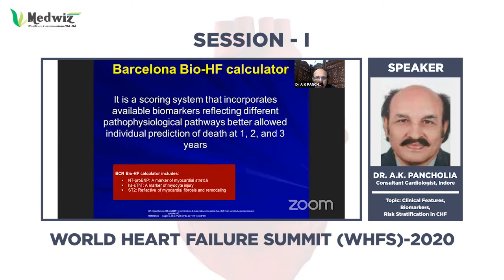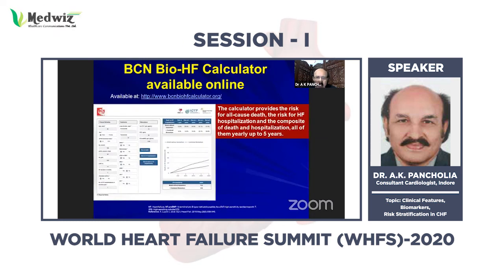Now coming lastly to the important issue about the importance of biomarkers for stratifying the risk by risk calculators. We have recently this Barcelona BioHF calculator, which is a scoring system that incorporates available biomarkers reflecting different pathophysiological pathways, and better allows the individual prediction of death at 1, 2, and 3 years. They have incorporated NT-proBNP, highly sensitive troponin, and ST2, the markers of myocardial stress, myocyte injury, and of course the marker of myocardial fibrosis. They are all included here. And the calculator provides the risk for all-cause death, the risk of heart failure hospitalization, and the composite of death and hospitalization, all of them up to 5 years. And this is available online.